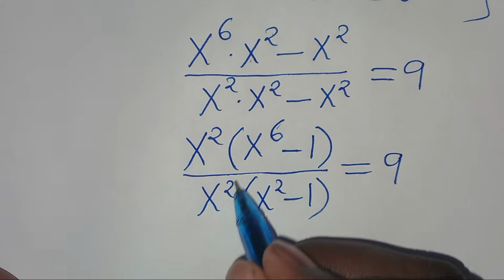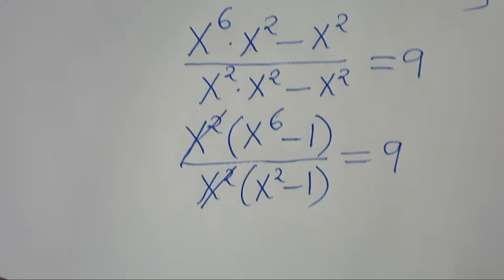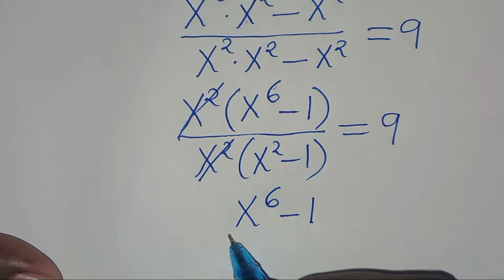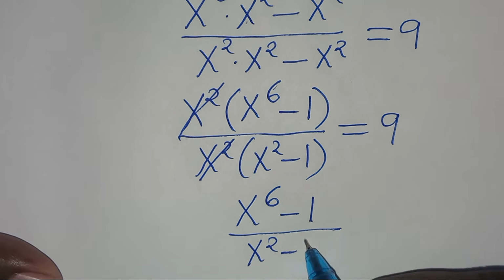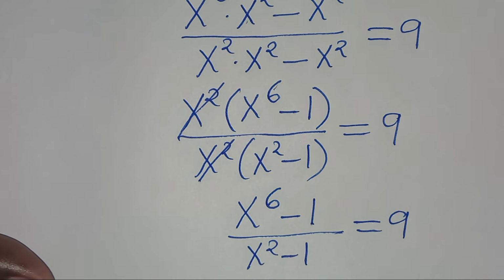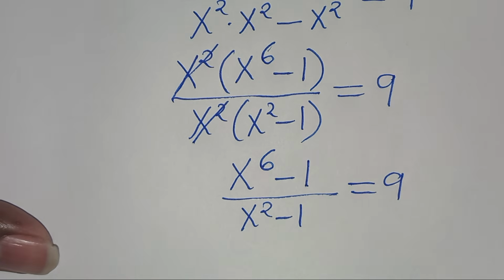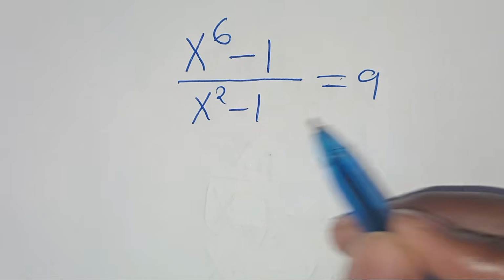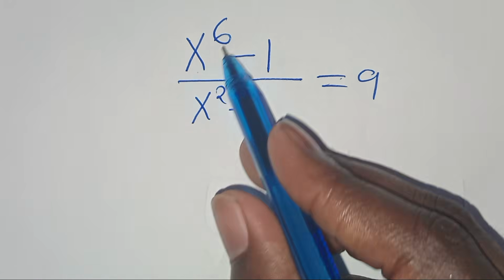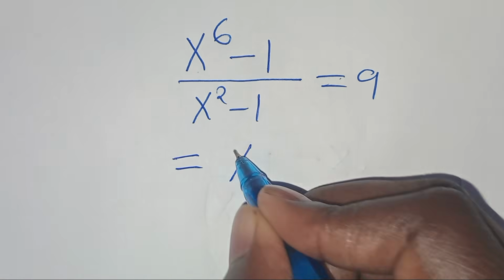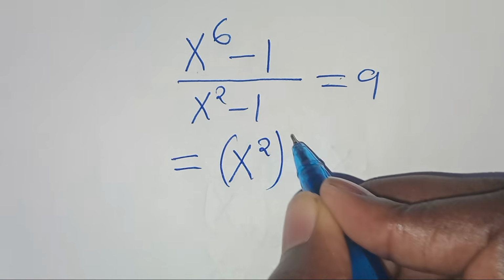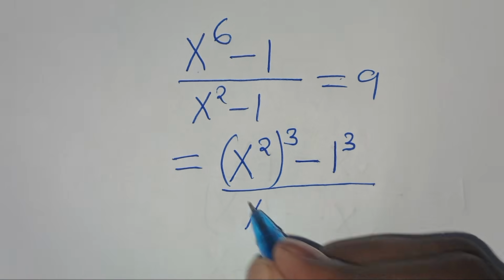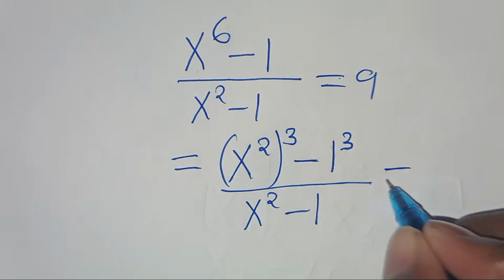Okay, so x^2 simplifies, so that we have (x^6 minus 1) divided by (x^2 minus 1). This is equal to 9. Now we have (x^6 minus 1) divided by (x^2 minus 1) equal to 9. We can express x^6 as (x^2)^3, minus 1^3, then divided by x^2 minus 1. This is equal to 9.